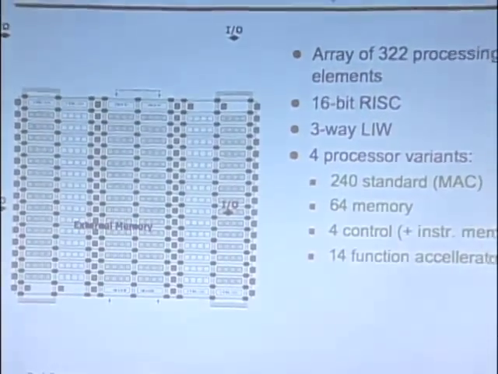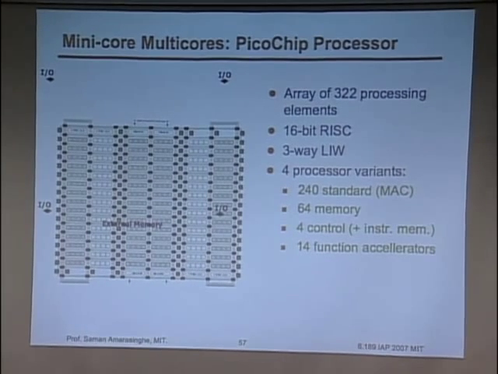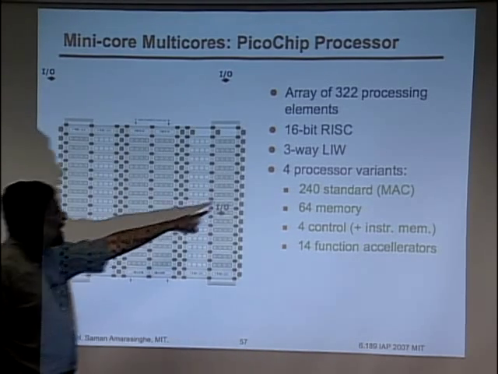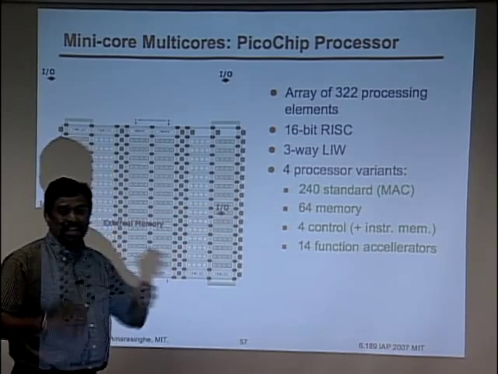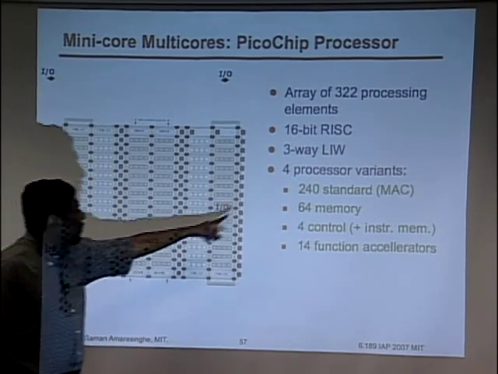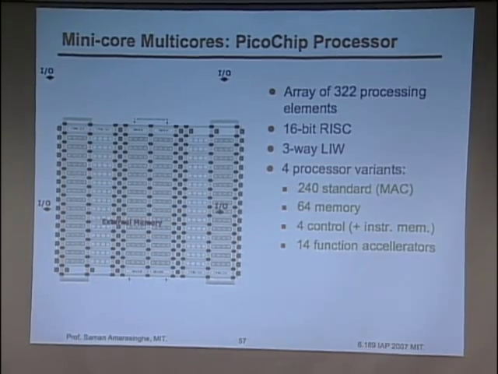The other extreme is these mini cores. For example, this PicoChip has an array of 322 processing elements. They have 16-bit RISC, so it's not even 32-bit. Piddly little things, 3-way issue, and they have like 240 standard ones, which do basically nothing more than a multiply and add. Then 64 memory tiles, 4 control, and 14 special purpose function accelerators.